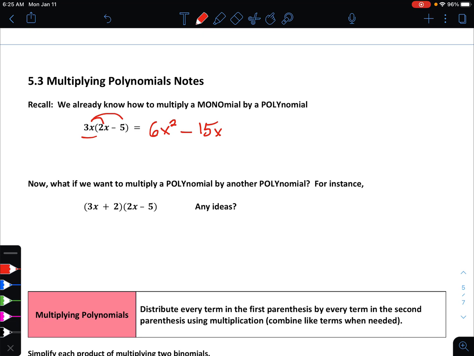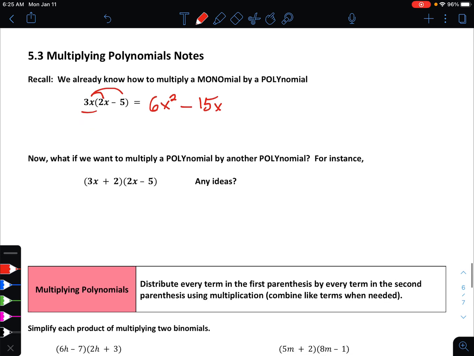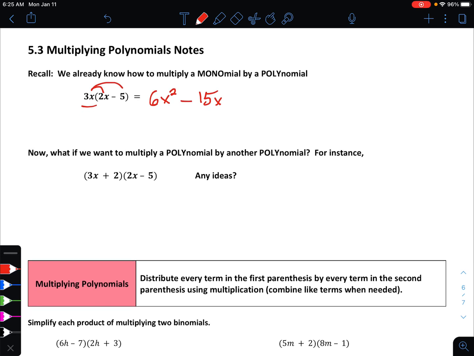Today we're going to do a little bit more with multiplication, in the sense that we're going to look at where you could actually have multiple polynomials, where one is not just a monomial, just a single term. An example looks like this. We've got 3x plus 2 in parentheses multiplied by 2x minus 5. So think about kind of what we might do in order to multiply this, kind of like what we did up above.